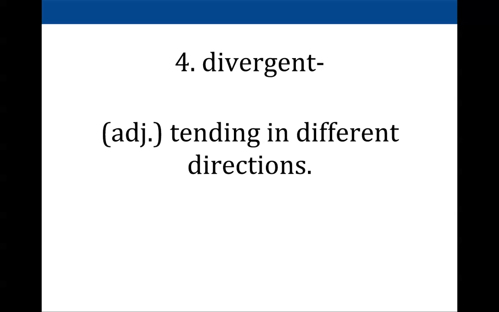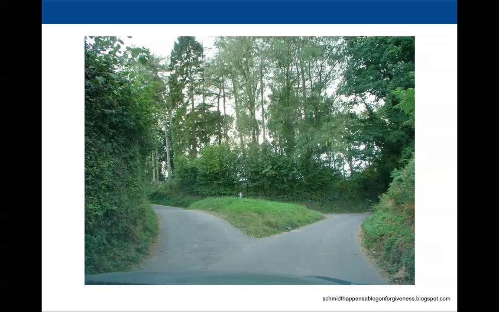Number 4 is divergent, and it describes things that tend in different directions. To diverge is the verb form, and something that diverges moves away from each other. It means to deviate. And so even thinking of divergent, the D in divergent, different directions, things moving in different directions might help you remember. And so I have two roads that are clearly diverging. They're going different directions, leading probably to two very different places.